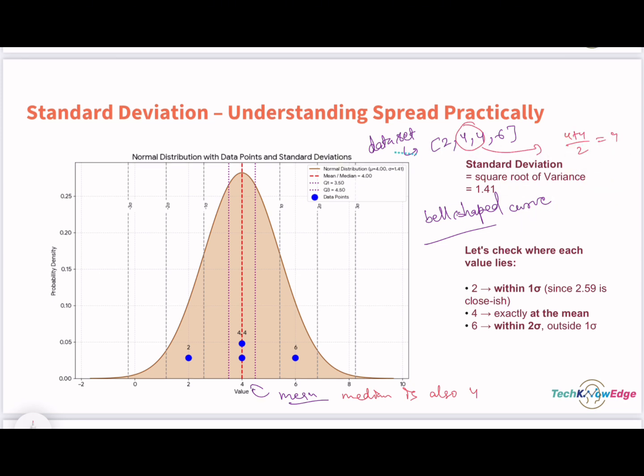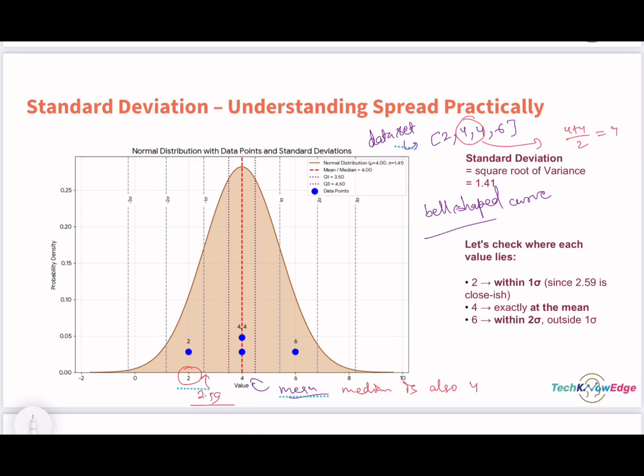Now look at the individual data points. The blue dot on the left is 2. It's about 1 standard deviation below the mean and still well within the bell curve. We have got 2 4s, both sitting right at the center. You will see those dots stacked on top of each other at the peak of the curve. Then we have got 6 on the right, which is 1 standard deviation above the mean.